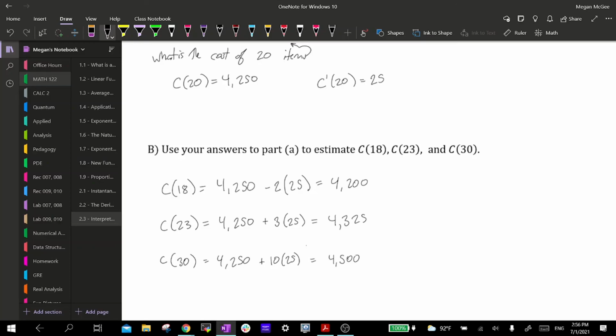Alright, and this question doesn't ask it, but I'll go ahead and pose it to you. Can we trust C of 18 more than we can trust C of 30, or the other way around? Again, C of 18 is closer to our original value than C of 30 would be. So this would be the most reliable approximation, because it was the closest to C of 20, which was our original value that we were working from.